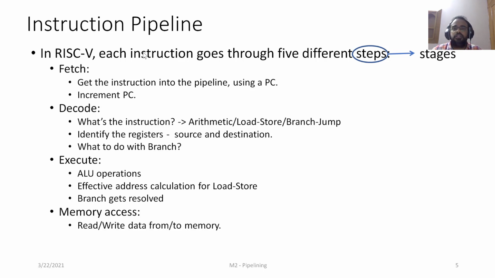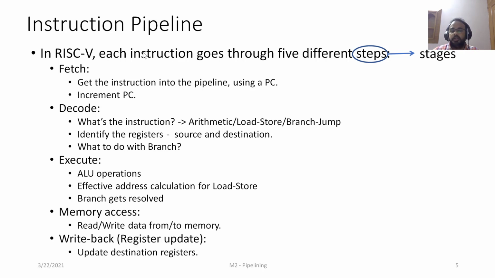In the fourth stage, the memory access stage, if it is a load or store, we are going to talk to the memory. For loads, we are going to ask the memory to supply the data. If it is a store, we are going to give data to the memory and tell it to save it at the address we have given it. The fifth stage is the write back stage, also called register update, where we are going to update the destination registers. You can take it as a quick recap of what we have seen earlier.